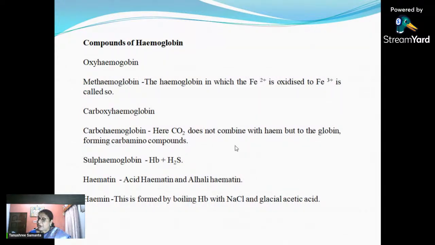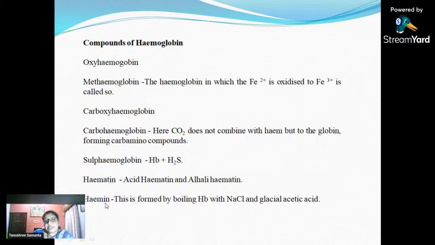To go into the compounds which hemoglobin forms, we have oxyhemoglobin, which binds to oxygen, methemoglobin when the ferrous state is oxidized to its ferric state, carboxyhemoglobin with CO, and carbhemoglobin when the CO2 doesn't combine to the heme, but is bound to the globin portion, and they form the carbamino compounds. We have sulfhemoglobin when it binds to H2S. We have hematins, acid hematins, and alkali hematins too. And we have hemin crystals.